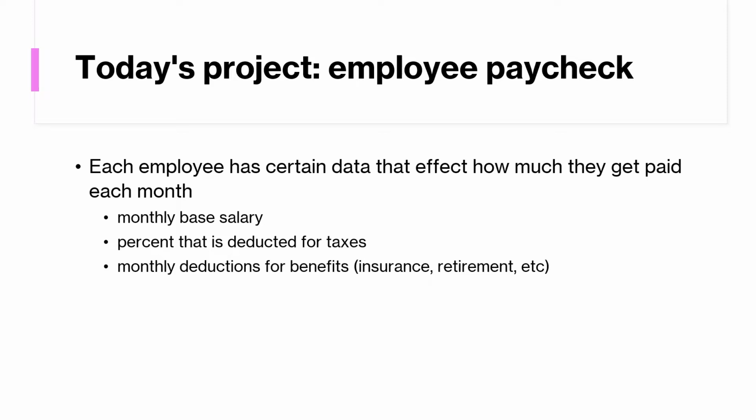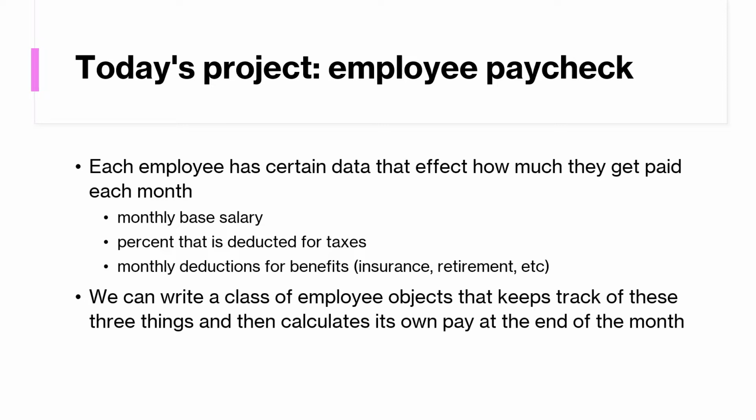You might get employee-sponsored insurance. You might get employee-sponsored retirement plans. I even had worked at a company once that deducted my parking permit from my monthly paycheck. Made my paycheck a little smaller, but at least it was done before taxes, so I had to pay that much less tax. Okay. So we can write a class of employee objects that keeps track of these three things: salary, tax rate, and benefits, and then calculates its own pay at the end of the month.